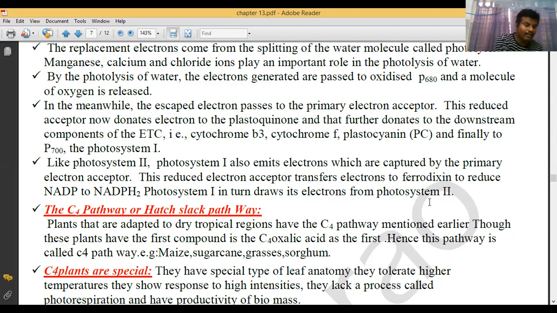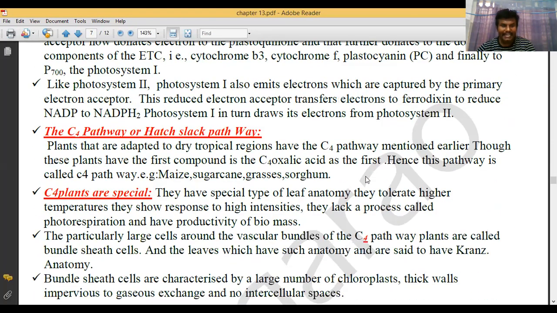Next, one more heading: where are the ATP and NADPH used? ATP and NADPH are used for the dark reaction, for carbon dioxide fixation. That is also in this heading, and we discussed it in the morning. Next topic, the primary acceptor of carbon dioxide. That is the dark reaction we discussed already. The next final topic is the C4 pathway or Hatch-Slack pathway.